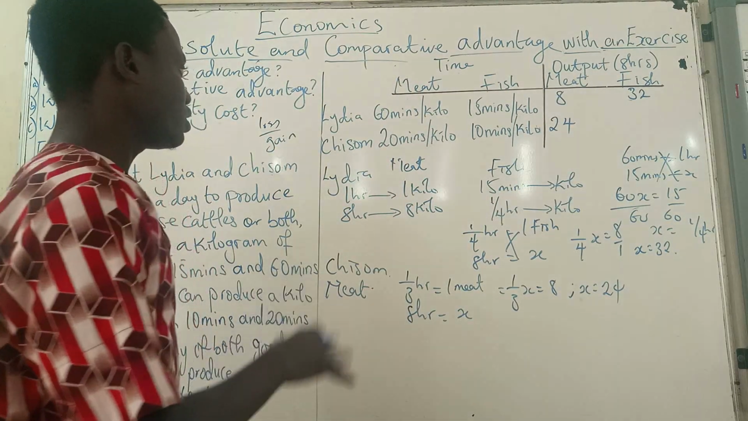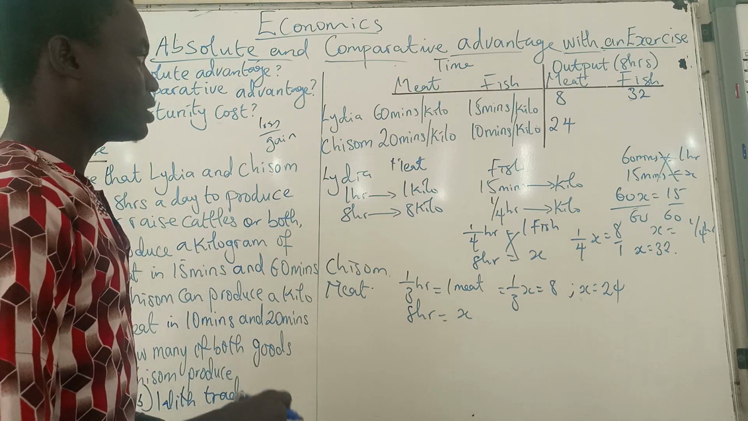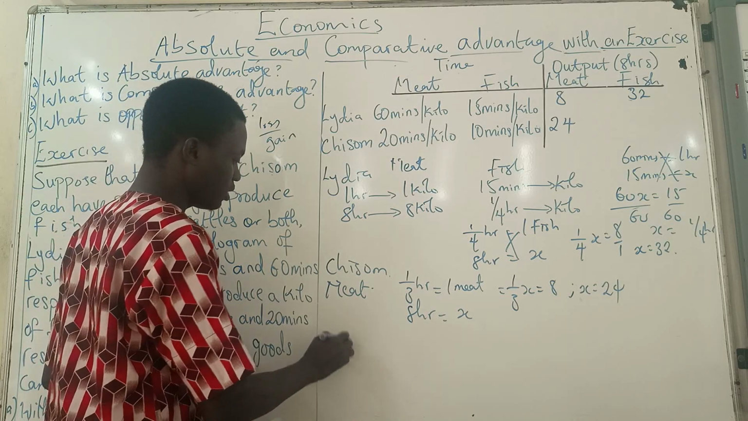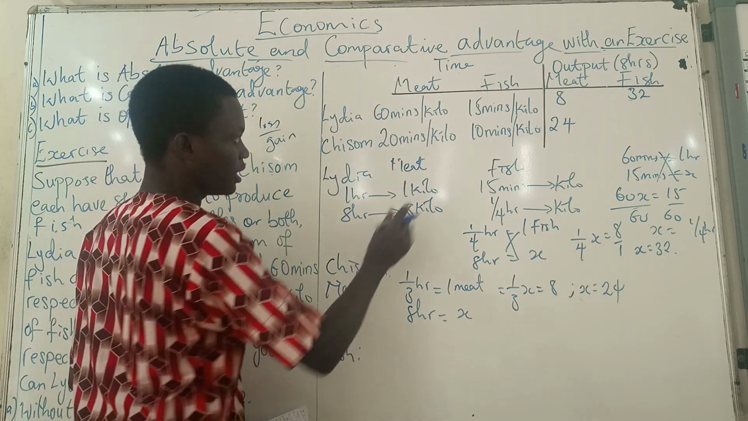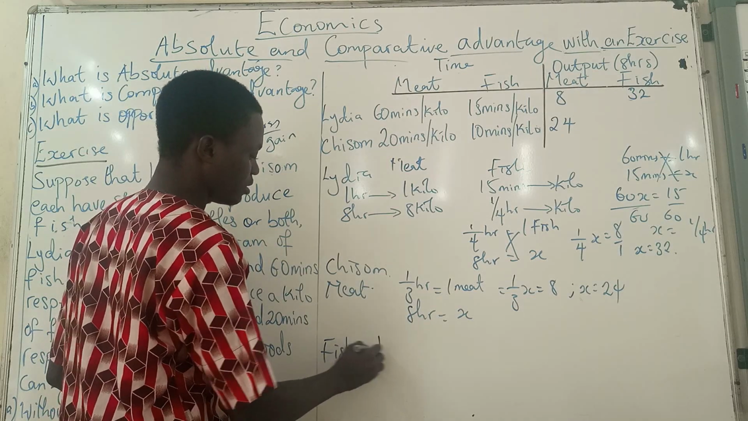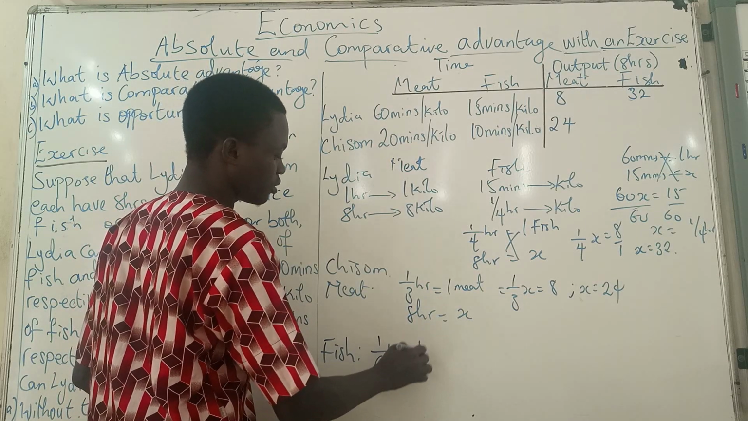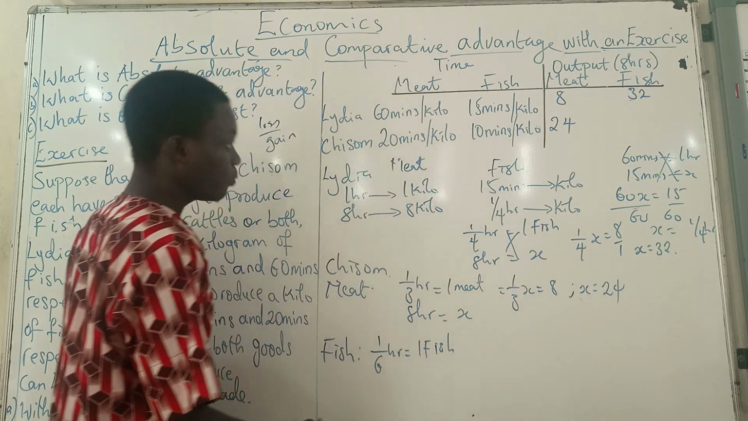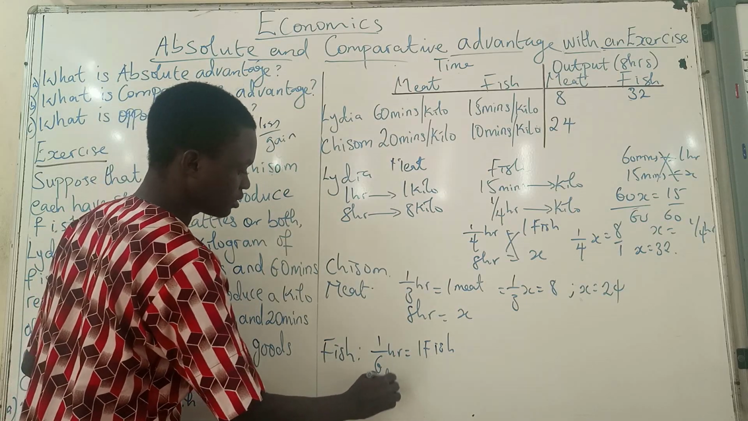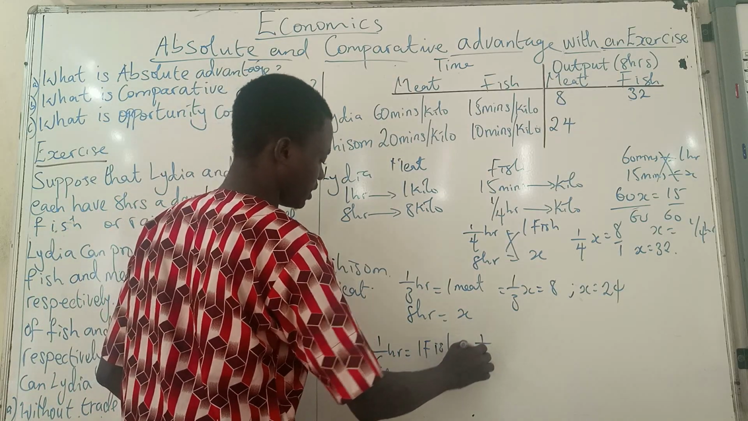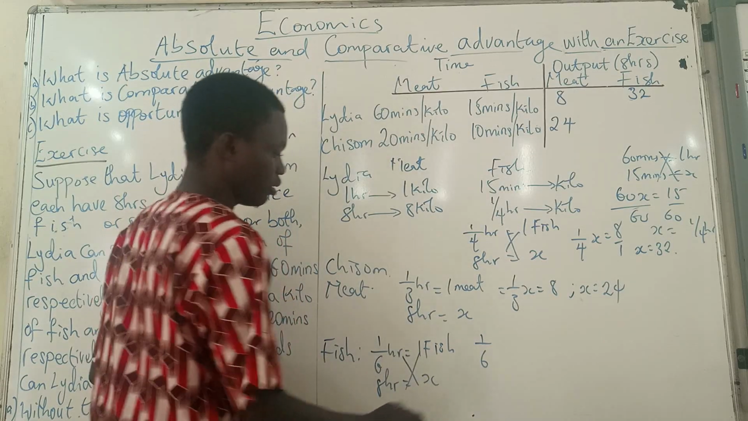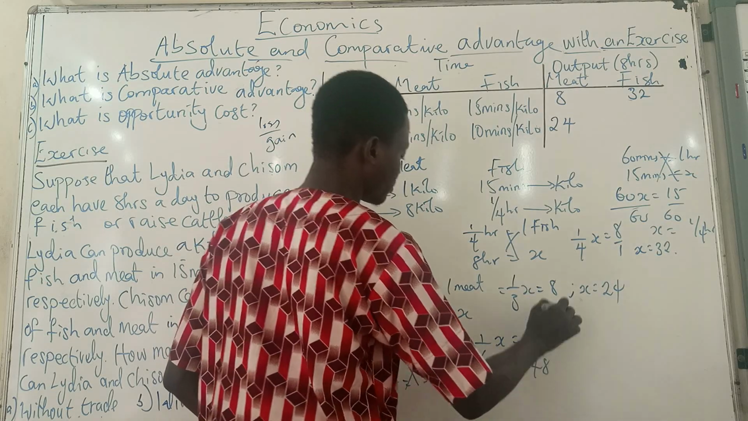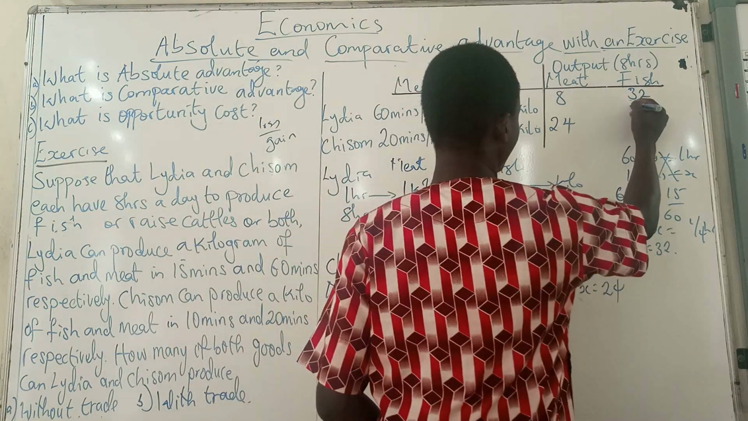Now let's assume that Chisom is spending all of her 8 hours on fish. So for fish, Chisom has 10 minutes, which is 1/6 of an hour, to produce 1 fish. Are we talking about fish now? Okay, 1 fish. Good. So in 8 hours, x. So we have 1/6. Now you just cross multiply. 1/6 x equals 8. Then x equals 48. Yeah, 6 times 8 is 48. Alright, so x equals 48.